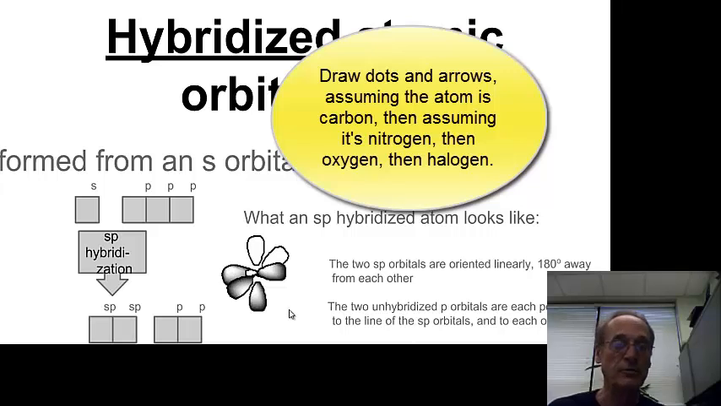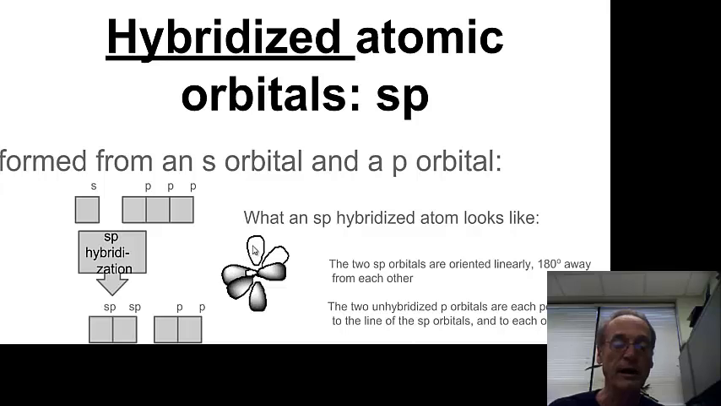If it's nitrogen, we'd have 5 valence electrons, so perhaps 2 in that one, 1 in that one, 1 in that one, and 1 in that one. So 2, 1, 1, and 1. If it's oxygen, we'd have a total of 6, so 2 here, 2 here, 1 there, and 1 there. So 2, 2, 1, and 1. And if it's a halogen, 2, 2, 2, and 1.